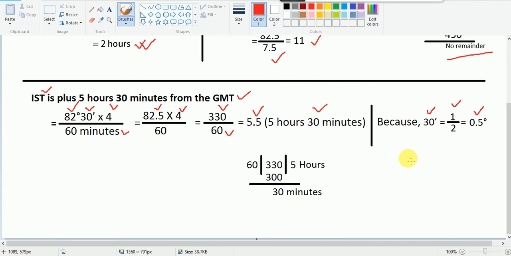As I told you, 1 degree is equal to 60 minutes, and if you divide, see here, 330 by 60, then if you take 5, 5 sixes are 30, that means 300, and so it becomes 0, then just drop 3, that is 30 minutes. So the remainder will be the minutes, the quotient would be the hour, and the remainder would be the minutes. That means 5 hours 30 minutes.